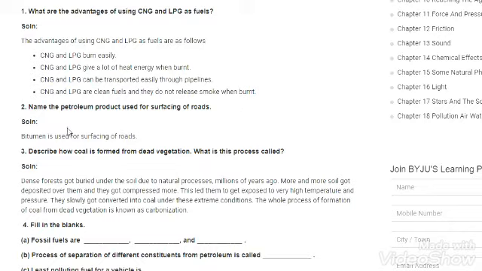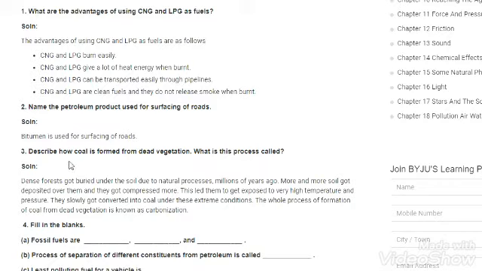Then the second one, name the petroleum product used for surfacing of roads. Which petroleum product is used for surfacing of roads? Bitumen. Bitumen is used for surfacing of roads.